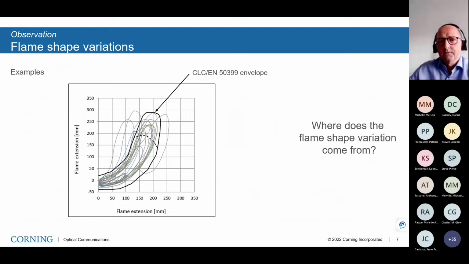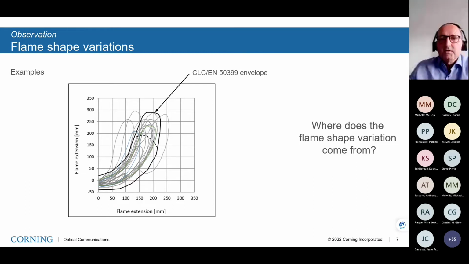These are some examples of different flame shapes that we have observed in our lab and other labs we work with. The flame shape can vary in labs, as seen in this plot. We have to notice very long flame shapes as well as very short flame shapes. Some of the flame shapes appear to be close to the limiting profile, and some of them lie outside of the accepted envelope, although the parameter settings for generating a flame shape are well defined in the standard.